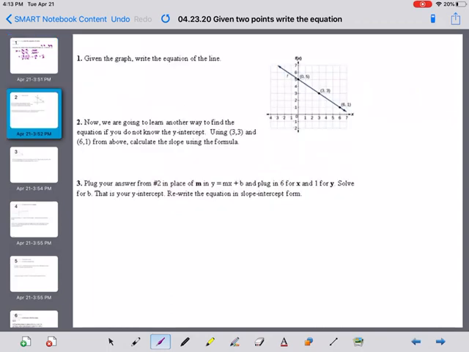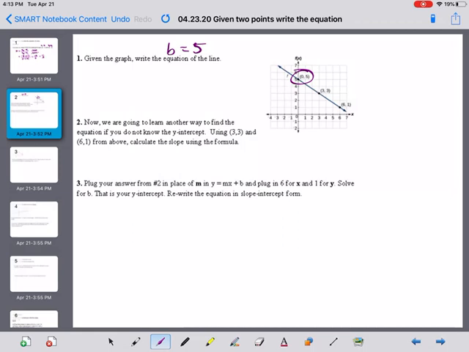Okay, so here's the investigation. There's a copy on Google Classroom. If you don't have a printer, you could just take notes on a separate sheet of paper, but it's easier if you're able to print this. So this says, given the graph, write the equation of the line. So this is what we had practiced already. And in this particular case, the y-intercept is easy to spot. So b will be 5.